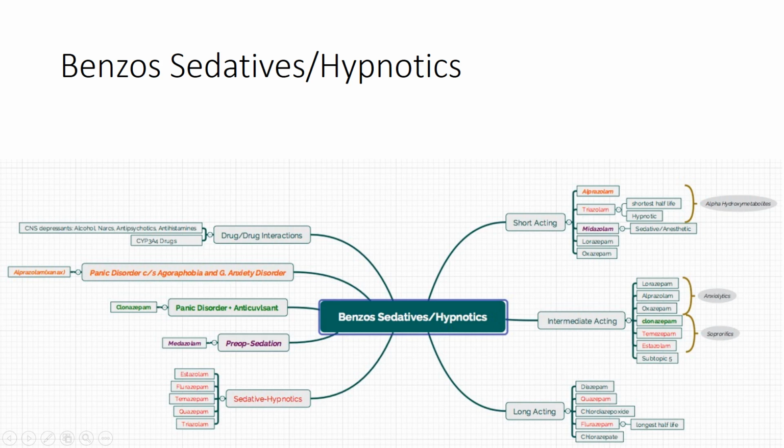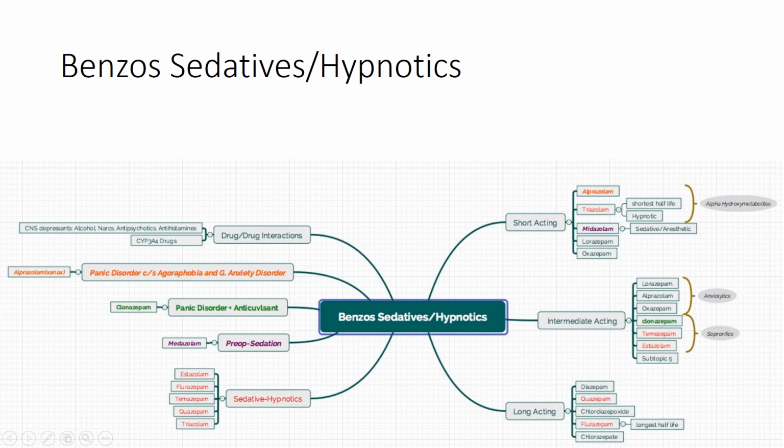Now we're going to move on to the benzos, or the sedatives and hypnotics. So we've got short-acting, intermediate-acting, and long-acting, and they're kind of broken up. These ones are going to be the alpha-hydroxymetabolites. These drugs here are going to be anxiolytics, or they're going to be for anxiety medications, and then these ones are the soporifics, which are for panic disorders.